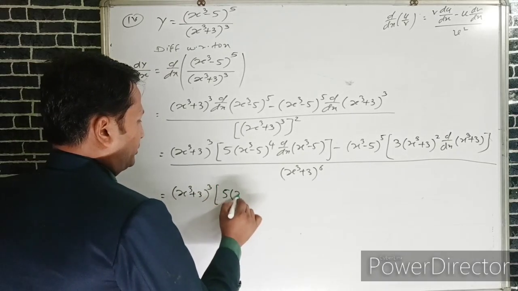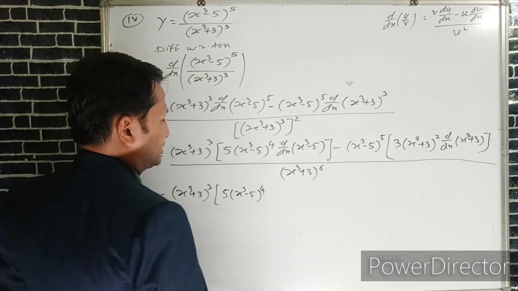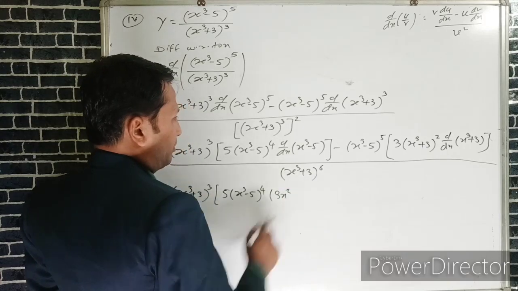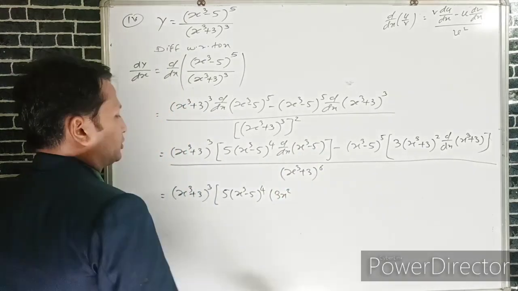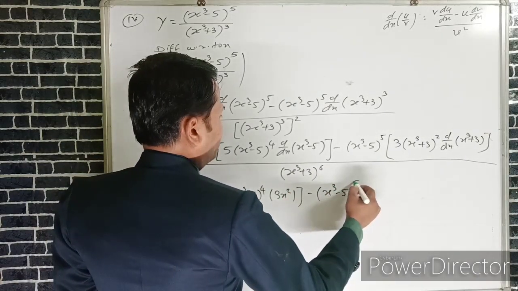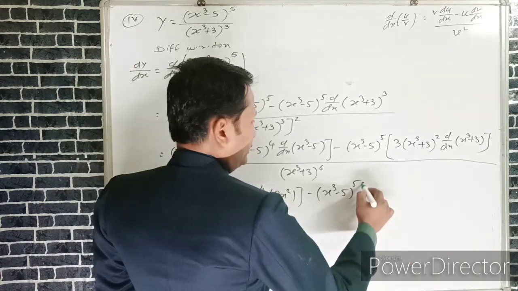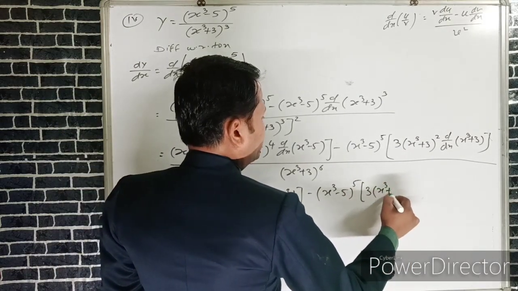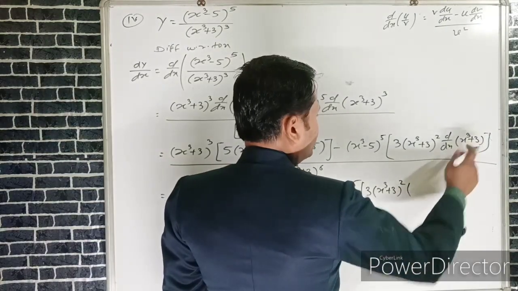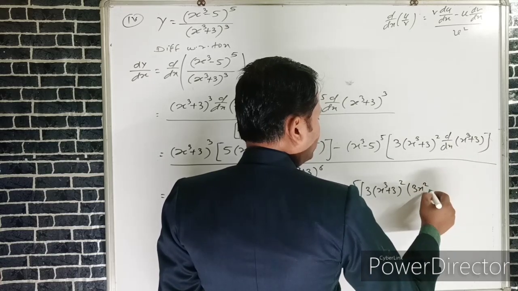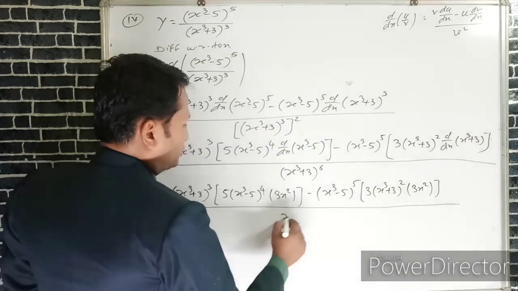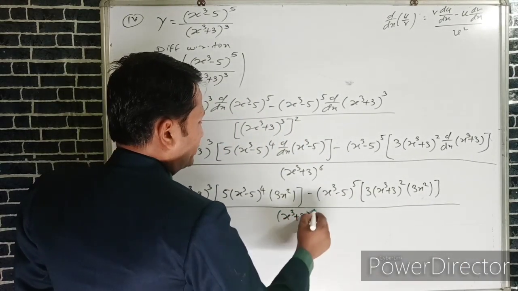into 5 into (x cube minus 5) whole raised to the power 4 as it is. The derivative of x cube is 3x square, minus derivative of 5 is 0, minus (x cube minus 5) whole raised to the power 5 as it is into 3 into (x cube plus 3) whole raised to the power 2 into again the derivative of x cube is 3x square plus the derivative of constant function is 0, upon (x cube plus 3) whole raised to the power 6.